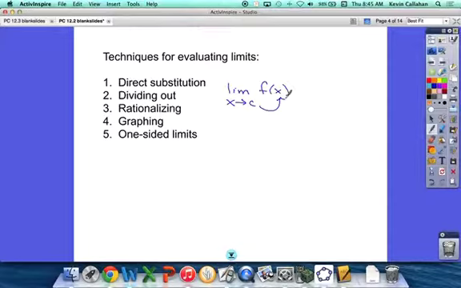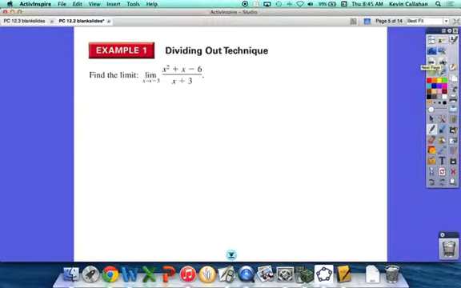Then dividing out, which basically means factoring. Rationalizing is a very particular technique. Graphing. Graphing's kind of important because there are some limits that we can't get at algebraically, but graphing helps us. And one-sided limits, we kind of already talked about that. What they talk about here is not any different than what we already talked about, limits approaching from different values from the opposite sides.